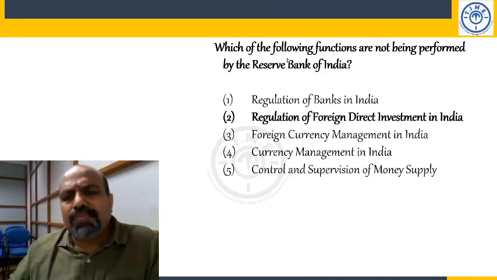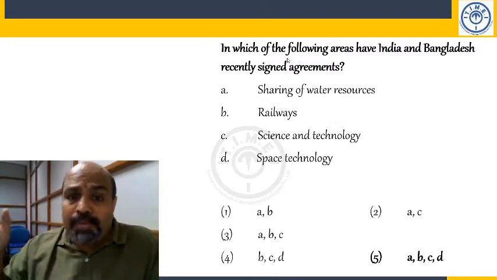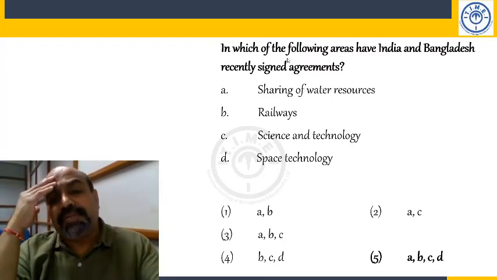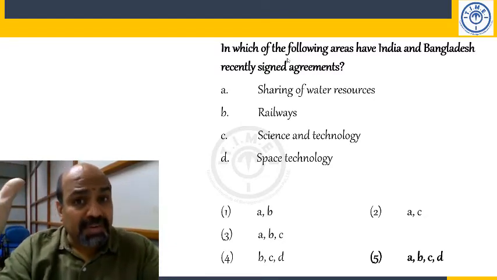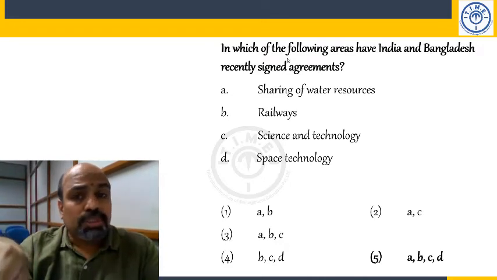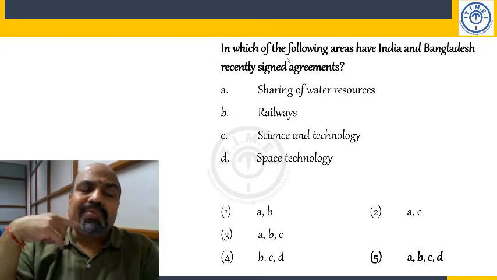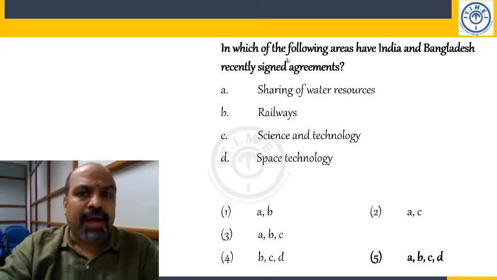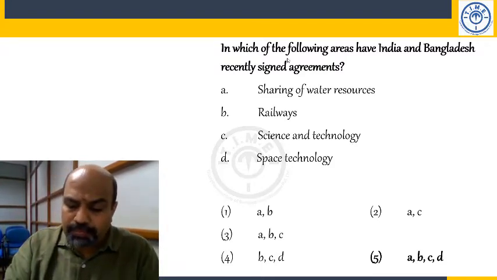Not much to discuss. Now we go back to current affairs. In which of the following areas have India and Bangladesh recently signed agreements? All of them. India and Bangladesh signed 7 agreements. I'll tell you where. One, sharing of water resources over the Kushiara River. So one is water.